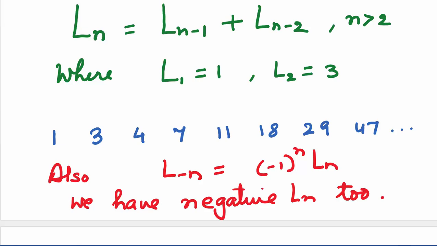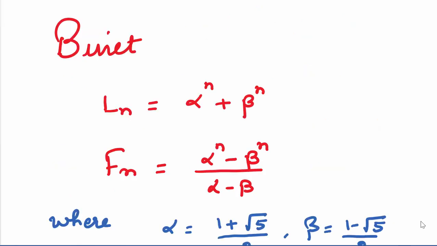One more thing, you can also have negative Lucas numbers. They are given by L(-n) is equal to (-1)^n Ln. So you have Lucas numbers on both the sides. Let's look at Binet's definition of Ln.